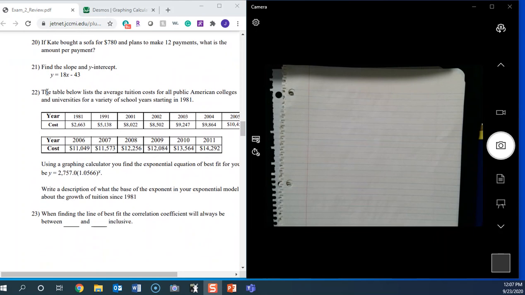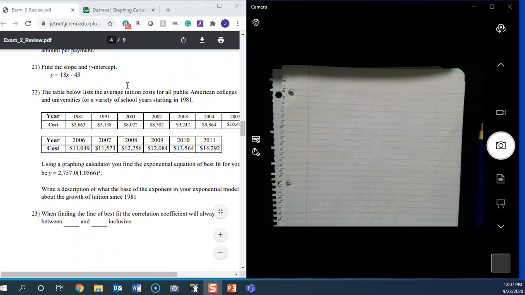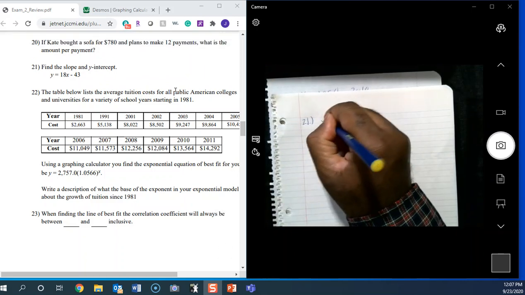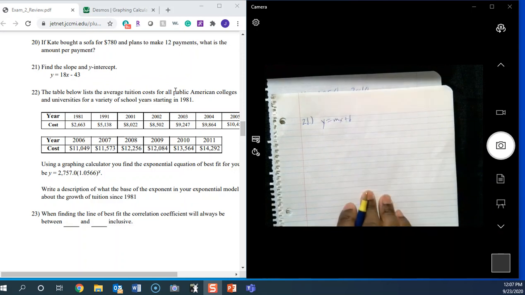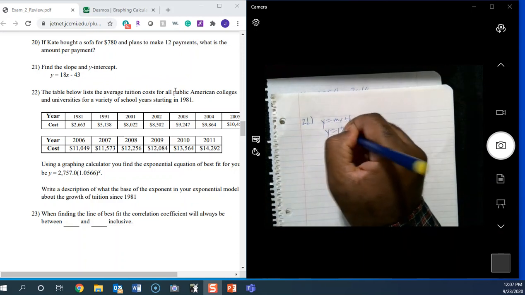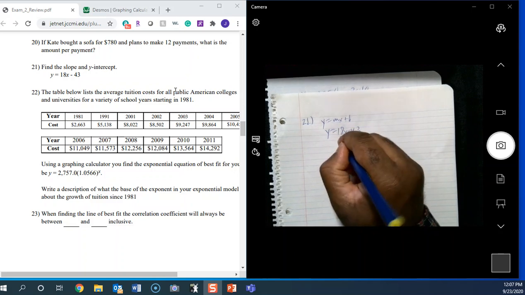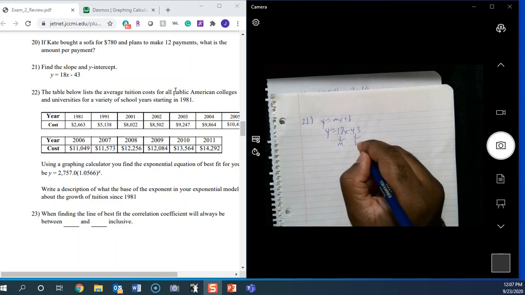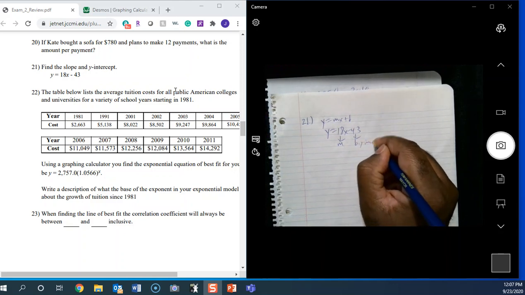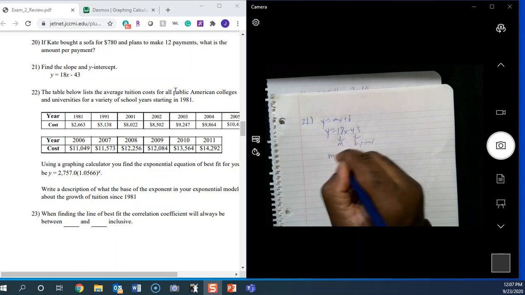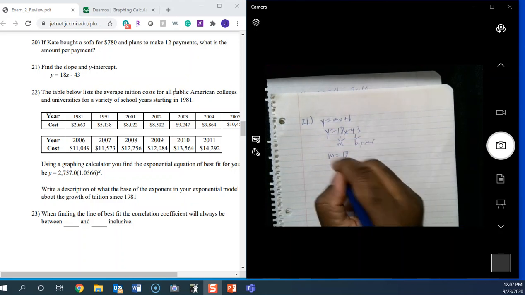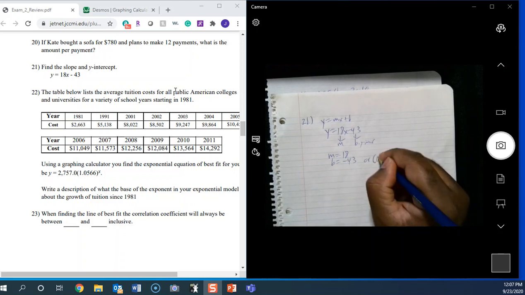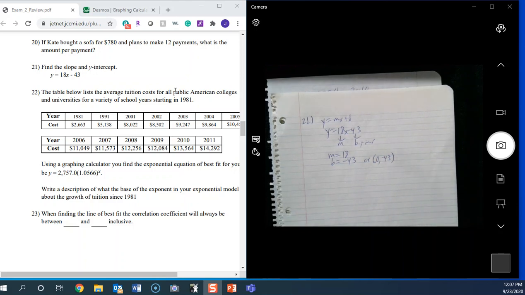Okay, now 21. It says find the slope and y-intercept. Now with 21, this is in the form of y equals mx plus b. So this is y equals 18x minus 43. M is the slope, and then this negative 43 will be your b or your y-intercept. So they ask you to find the slope. So you could put down m is equal to 18. And then you could put down b is equal to negative 43, or you could put this as (0, -43). Either one should be fine.